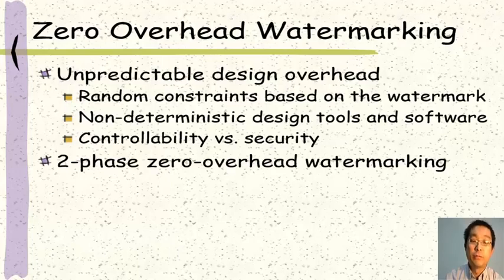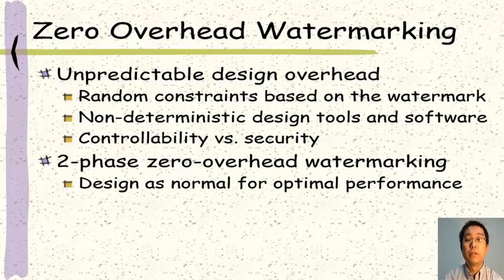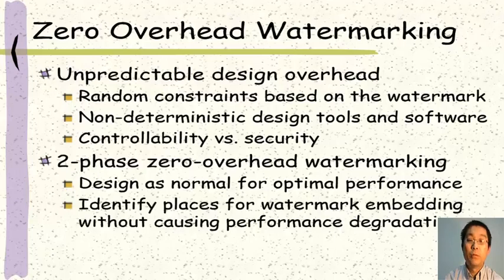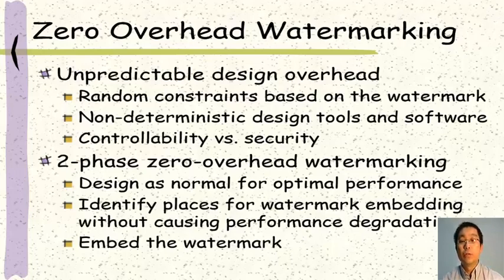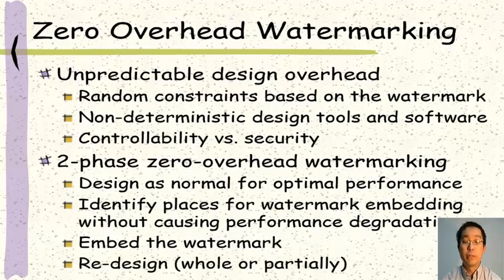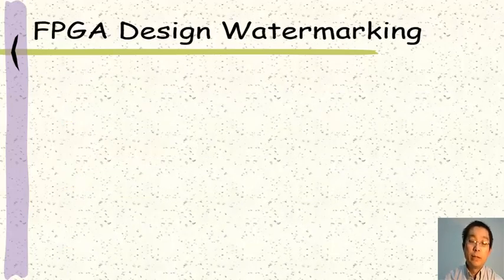To solve this problem, we can use the two-phase zero overhead watermarking approach. In this approach, we first do the design without any watermark to obtain the best possible performance. Then, we identify places where we can embed watermark without introducing performance degradation. Next, we embed the watermark, and then we redo the design to obtain a watermarked intellectual property. This slide shows how we can apply this strategy to FPGA design.